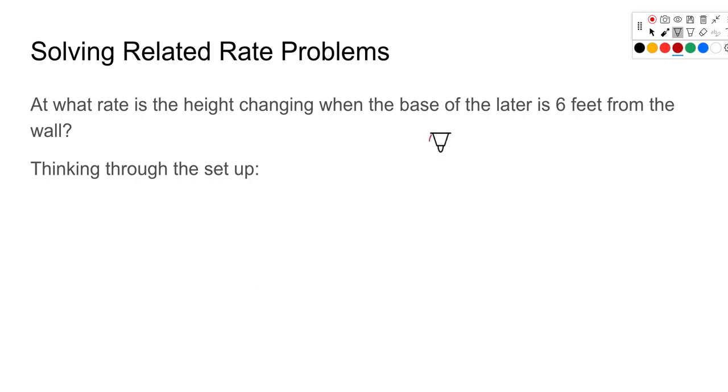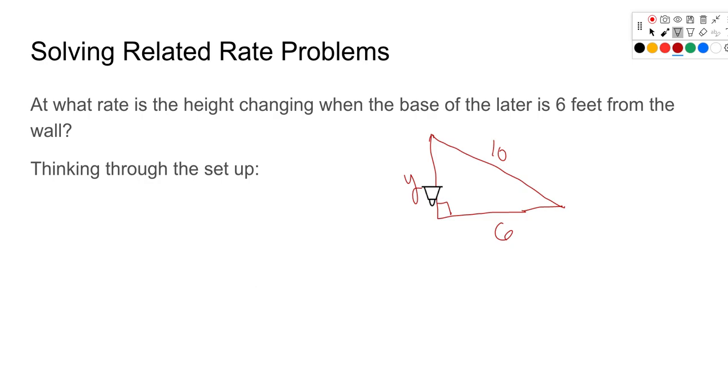Okay, so we've got this ladder. We'll call this 6 feet. We'll call this 10 feet. It might not be drawn to scale, but it's what I can do. What would the other side be? Just call it y. Call it h if you want, the height of the ladder.